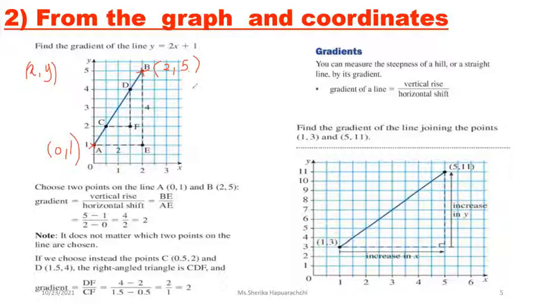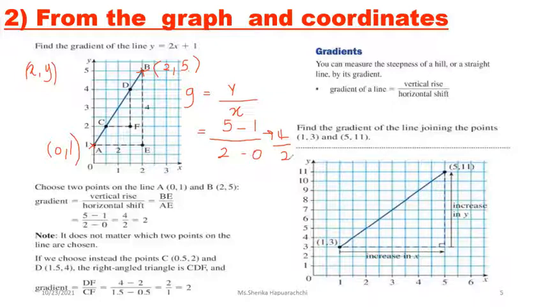From there, I'm going to find the gradient. Now we know when we are finding the gradient, it is the y difference divided by the x difference. So this is my x value, this is my y value. I'll take 5 minus 1 divided by 2 minus 0. So 5 minus 1, I'm getting 4. And 2 minus 0, it's 2. So 4 divided by 2, I'm getting 2. So remember, from two coordinates even, you can find the gradient.